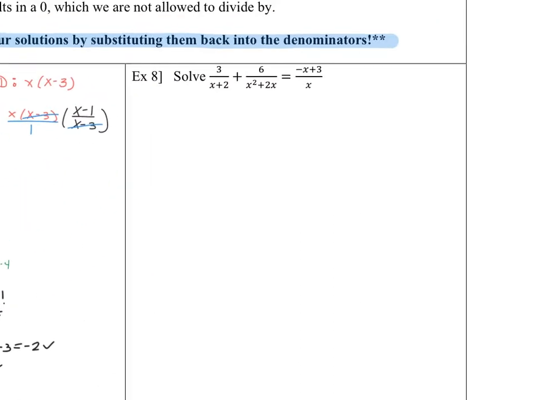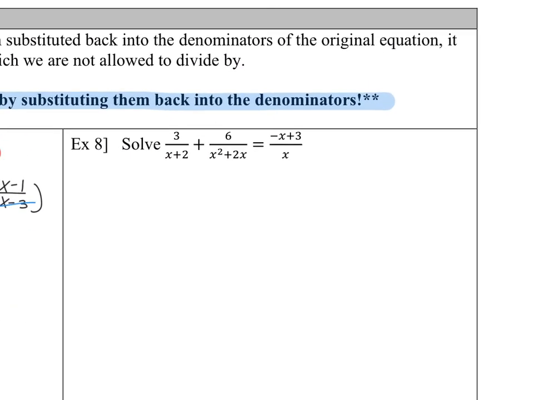Let's try one more. Let's solve this guy. So this one's going to be a little crazy because I have this x squared plus 2x hanging out down here on the bottom. So in order to figure out my lowest common denominator, everything needs to be factored out as low as possible. So this denominator is actually x times x plus 2. That's really what that guy is if you factor him out.